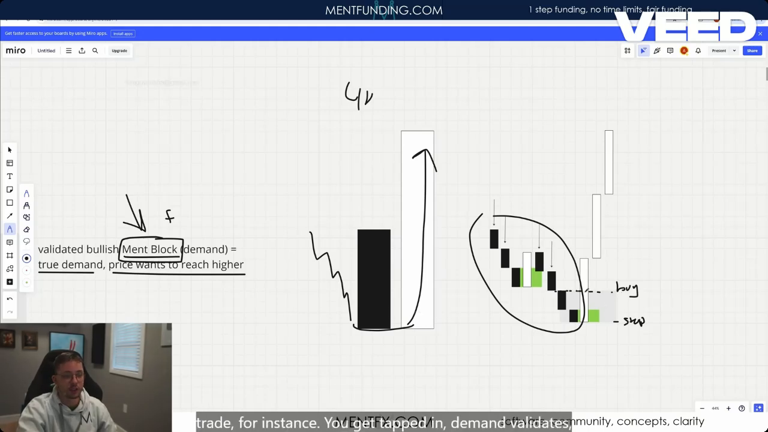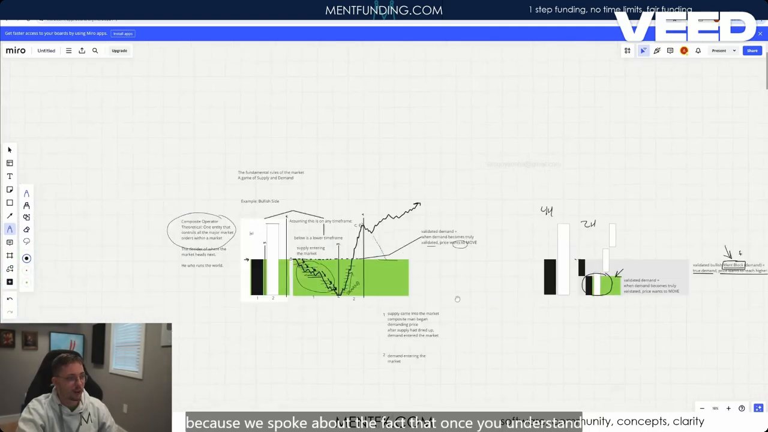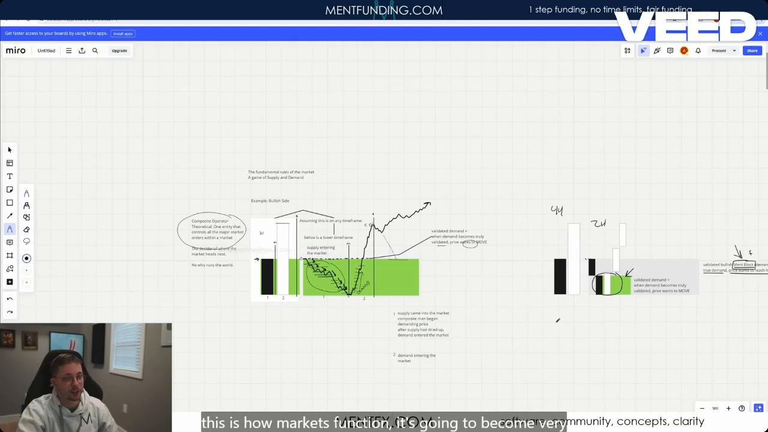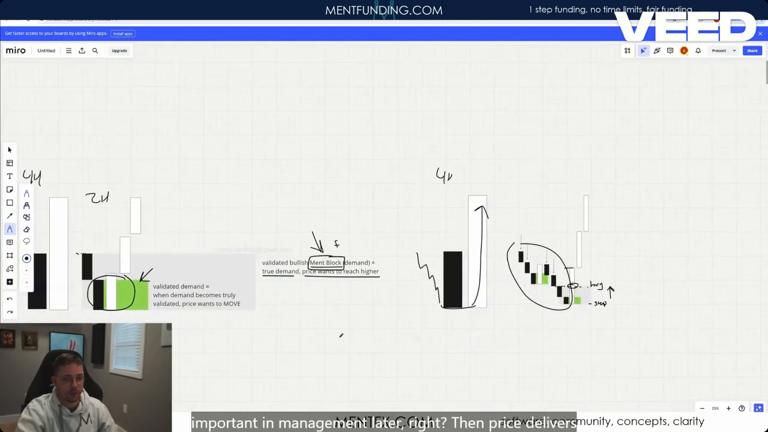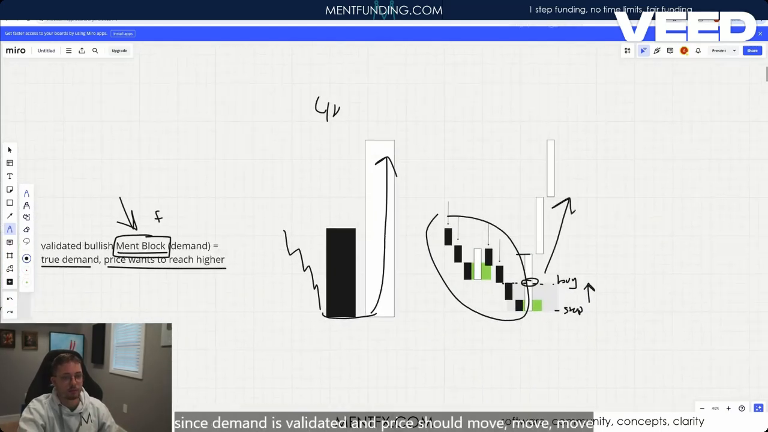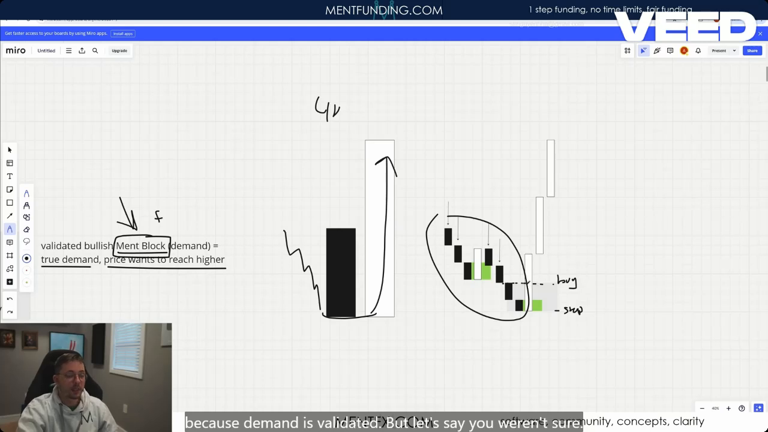If this was your trade, for instance, you get tapped in, demand validates, you probably move to break even instantly, and this is something you're going to learn in the future as well, because we spoke about the fact that once you understand this is how markets function, it's going to become very important in management later, right? Then price delivers. Since demand is validated and price should move because demand's validated. But let's say you weren't sure. Let's say you don't like the fact that price could just get above here and then keep going down.